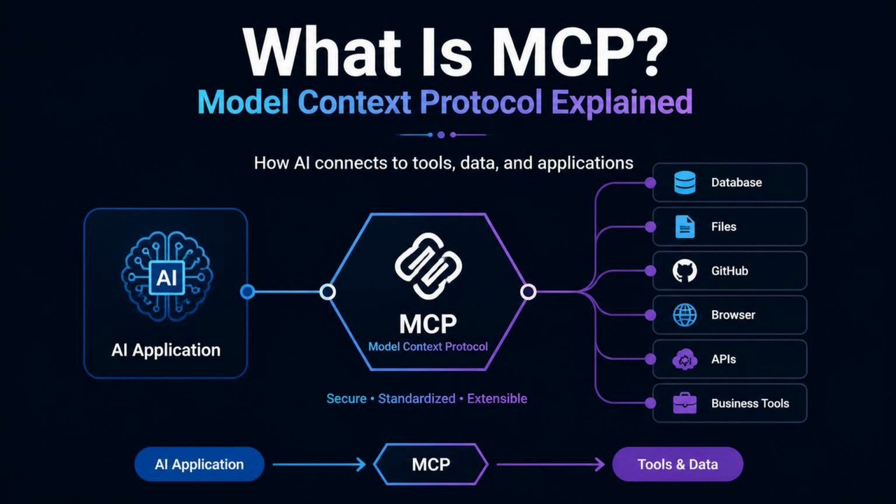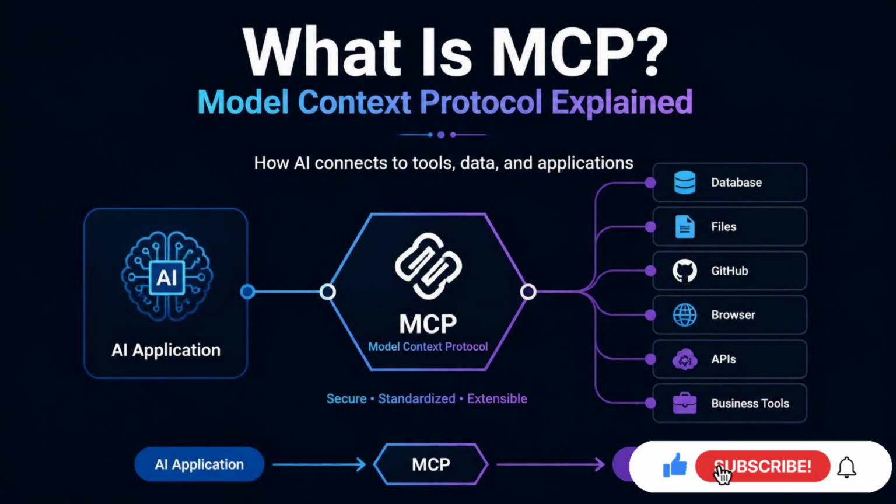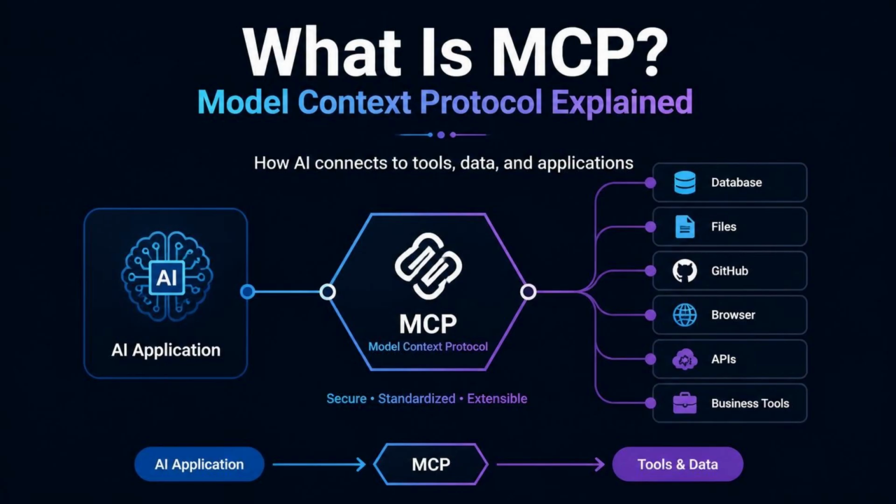Have you ever wondered how an AI assistant can connect to your files, databases, GitHub, APIs, and other tools? This is where something called MCP, or Model Context Protocol, comes in. MCP provides a standardized way for AI applications to communicate with external tools and data. In this video, we'll understand what MCP is, why it was created, how it works, and why it is becoming important for AI agents. And don't worry, I'll explain it from the basics, without assuming you already know MCP.